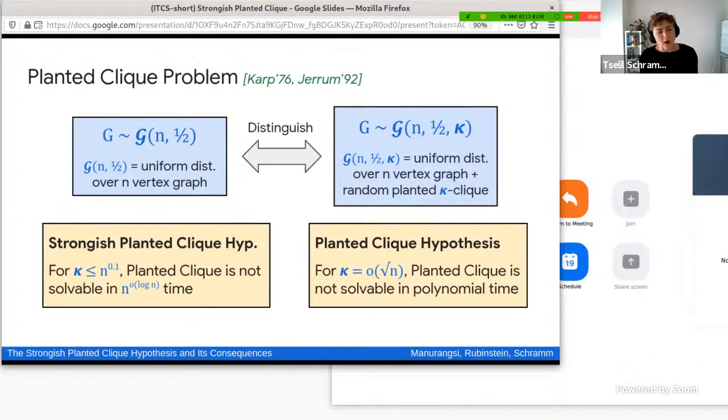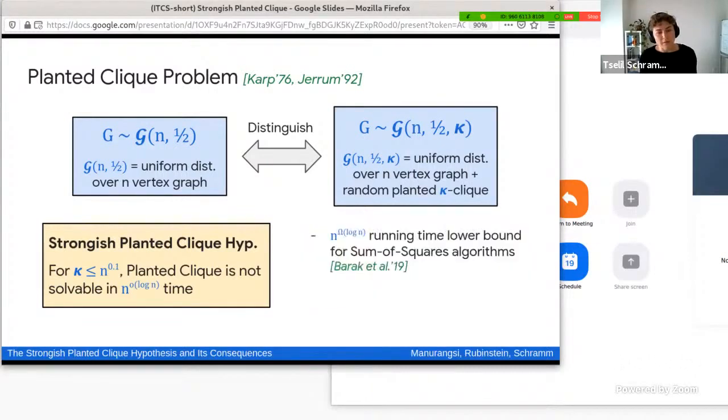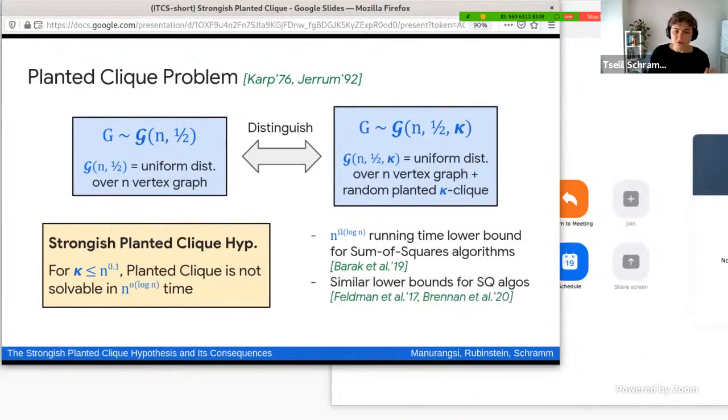So why would we make such a hypothesis? Well, it's supported by lower bounds for large classes of algorithms. For example, there's a sum of squares lower bound due to Barak et al. And also similar lower bounds for statistical query algorithms, although here you have to squint your eyes a little bit in order to accept that these prove such lower bounds. In any case, this rules out many known algorithms. And so if there's an algorithm that beats n^{log n} time, it would need to be pretty different than any algorithm that we currently know.